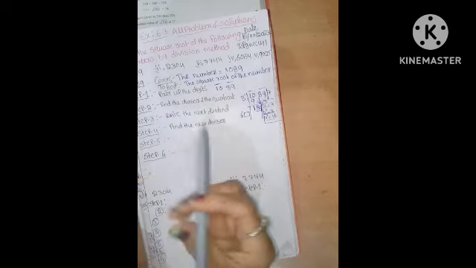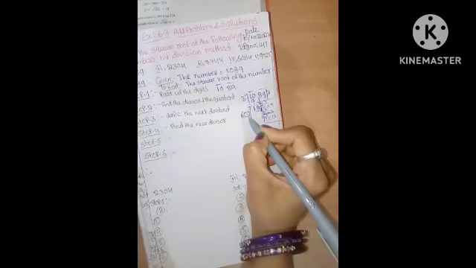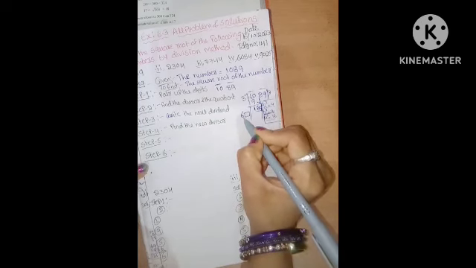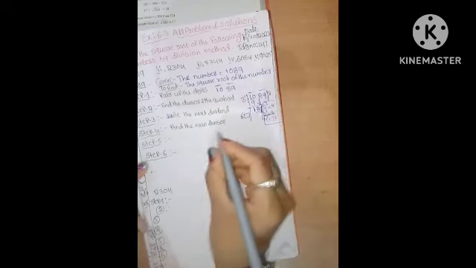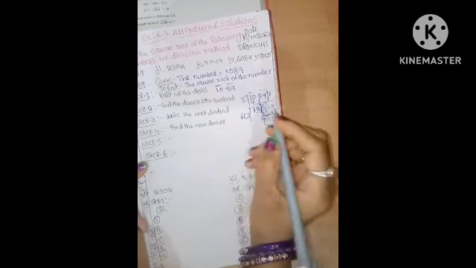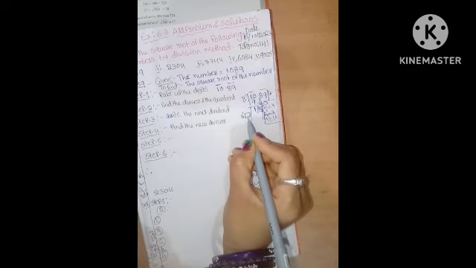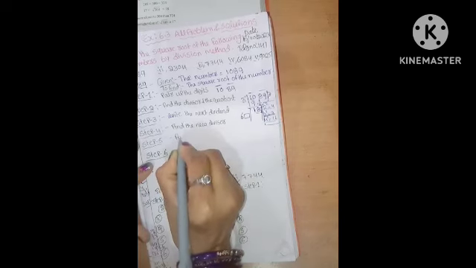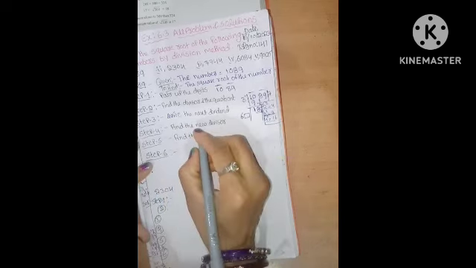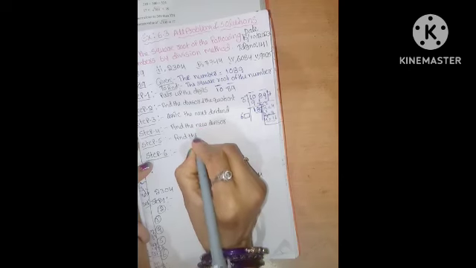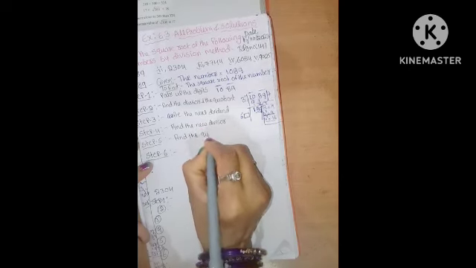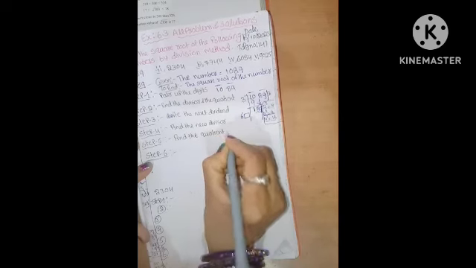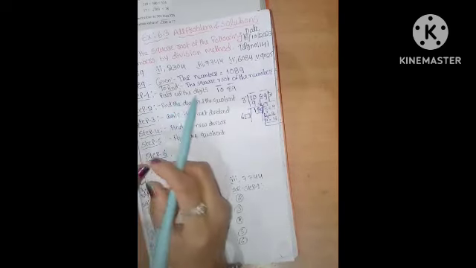This is the new divisor only. Double the coefficient and write it in the empty box. You write it on the right side of the divisor. That is the new divisor. The new divisor will become this. Next, another step is to find the new coefficient. How will you find the new coefficient?